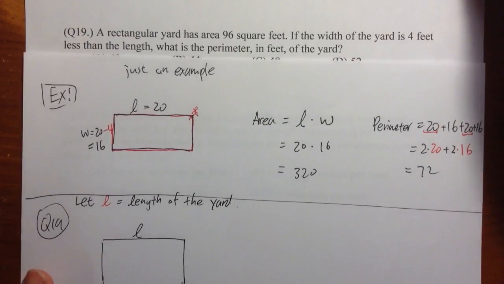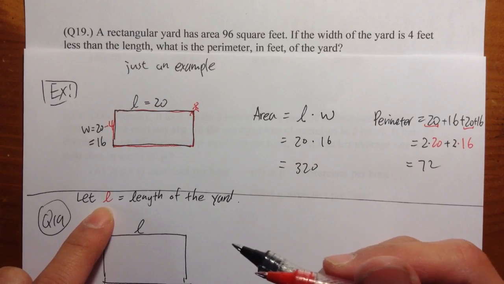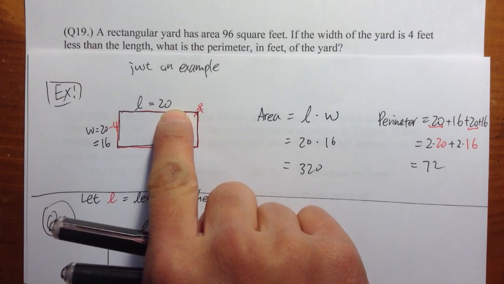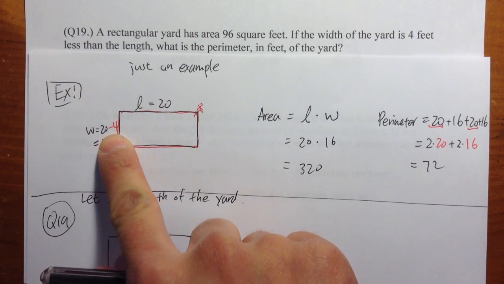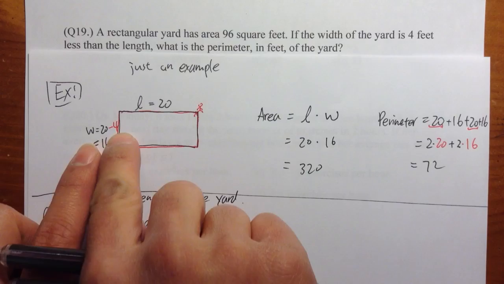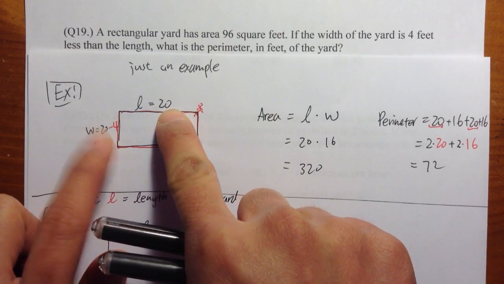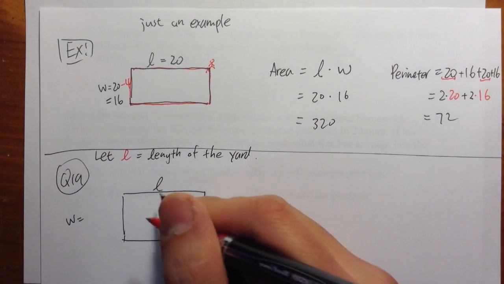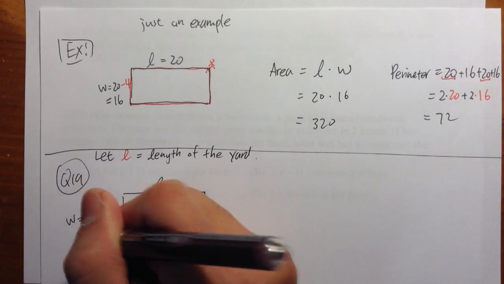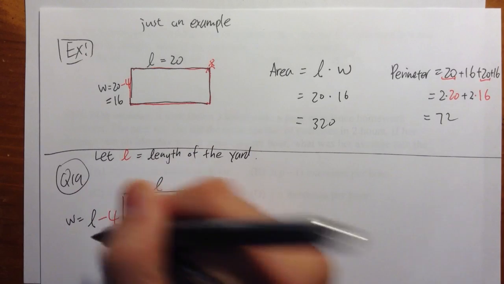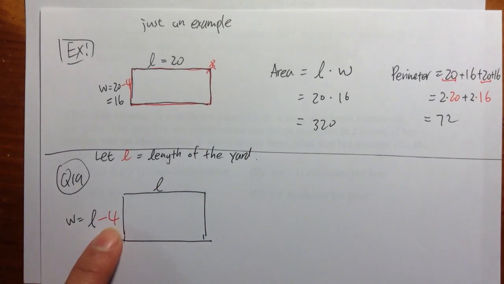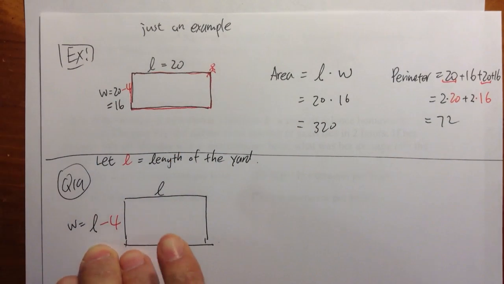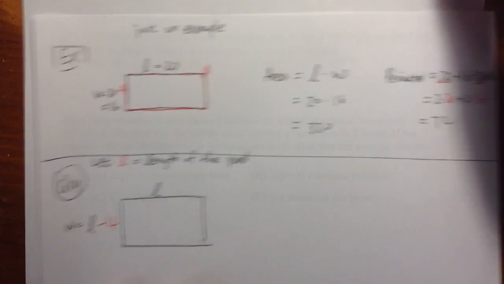Okay. So how can we do that? If L is the length, just like we had earlier, if L is equal to 20, we can actually figure out what the width is, right? What we did was just subtract 4 from whatever the length is. So the width right here is exactly L minus 4, because the width is 4 feet less than L. It's exactly what we did right there. But we just cannot subtract because L is a variable at the moment. We don't know what it is.